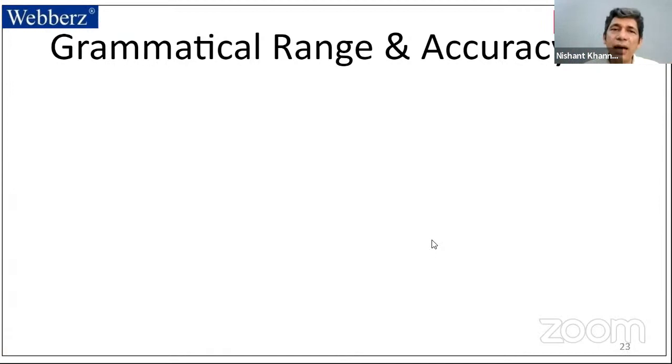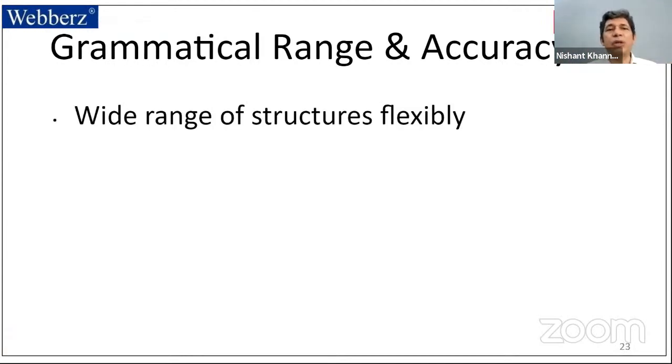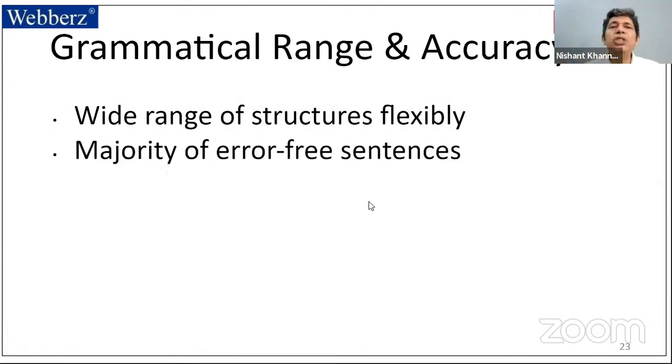What is an 8 band score in grammatical range and accuracy? Well, an 8 band score is using a wide range of structures flexibly, and the majority of your sentences are error-free. Grammatical errors should be minimal, absolutely minimal.